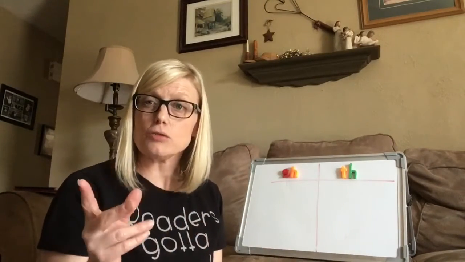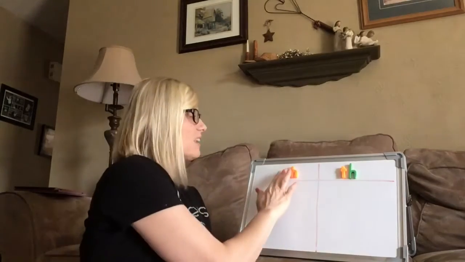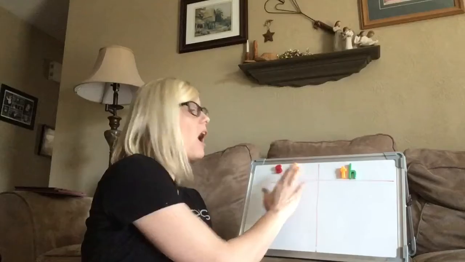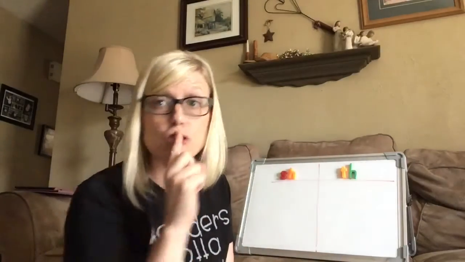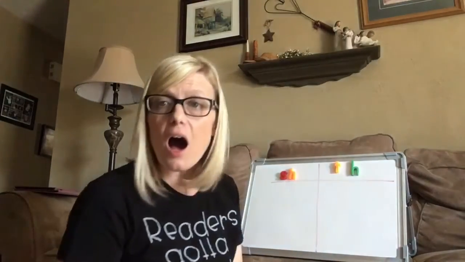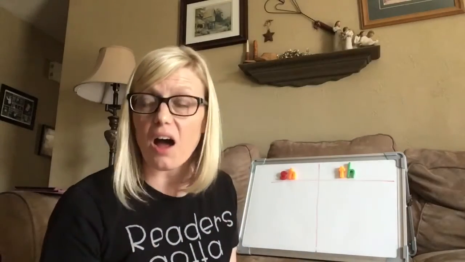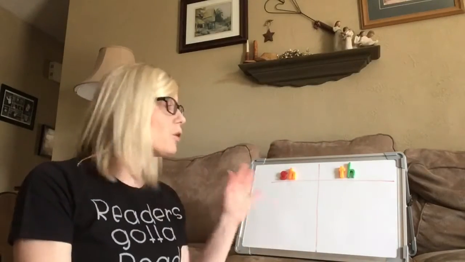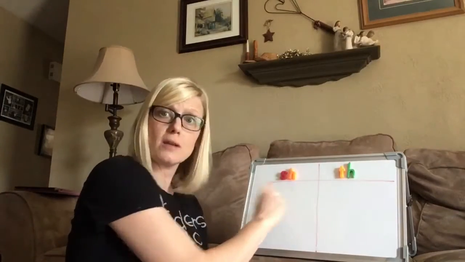Digraphs are when you take 2 sounds and you put them together and you get a new sound, like this. S goes sss, H goes h, but when I put them together, they go sh. T says t, and H says h, but when I put them together, they say th. So our word sort today is going to be words that start with the sh sound and the th sound.